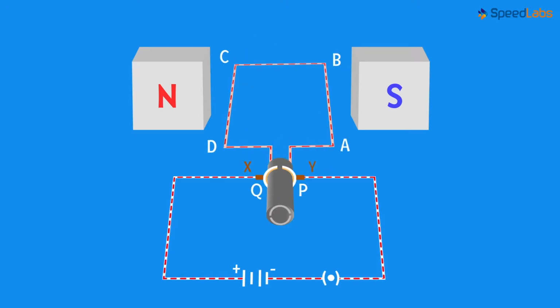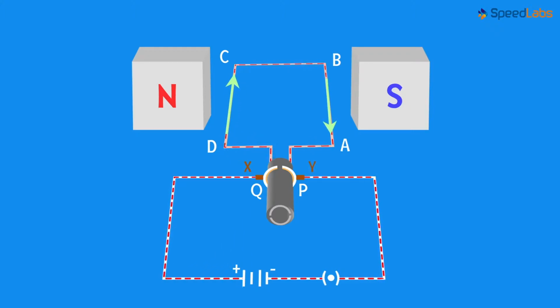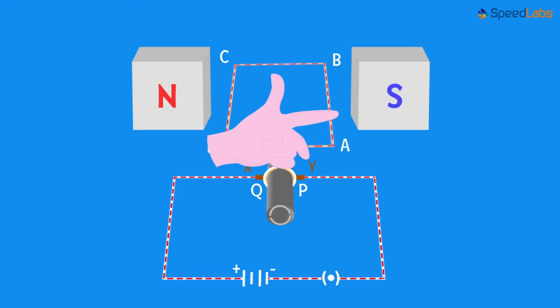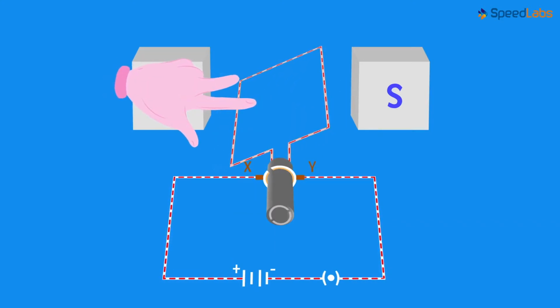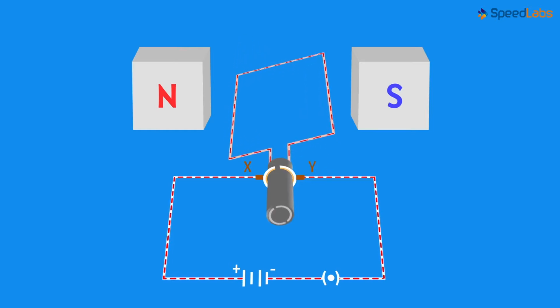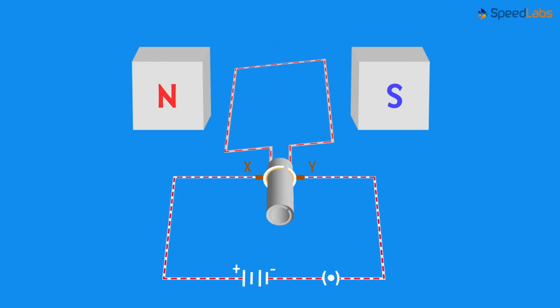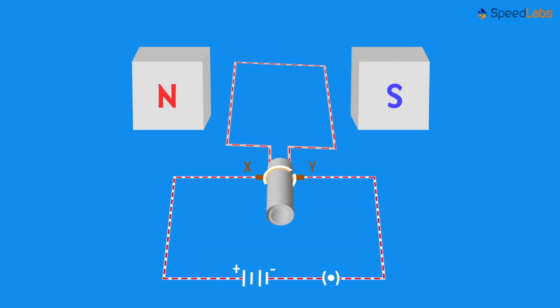But notice what happens after half a rotation? The current in the coil gets reversed. If you remember, it was from C to D. Now it's from D to C and from B to A. So now applying Fleming's left-hand rule again, arm AB is now pushed up and arm CD is pushed down. That's what leads to continuous rotation. The reversal of current is repeated at each half of the rotation.